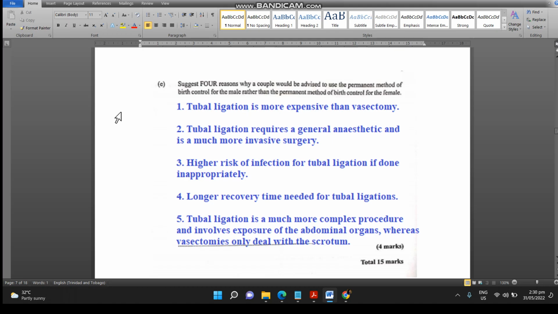The method of birth control for the female is a tubal ligation, and this is more expensive than a vasectomy. This is because you have to go to sleep. You require general anesthetic. It's a much more invasive surgery than a vasectomy. There's a higher risk of infection for tubal ligation if done inappropriately, and there's a longer recovery time because of the general anesthetic. Tubal ligation is a much more complex procedure and involves exposure to the abdominal organs because they actually have to cut you open. Whereas vasectomies only deal with a localized area, they only deal with the scrotum. So any 4 of these basically explained will give you 4 marks.